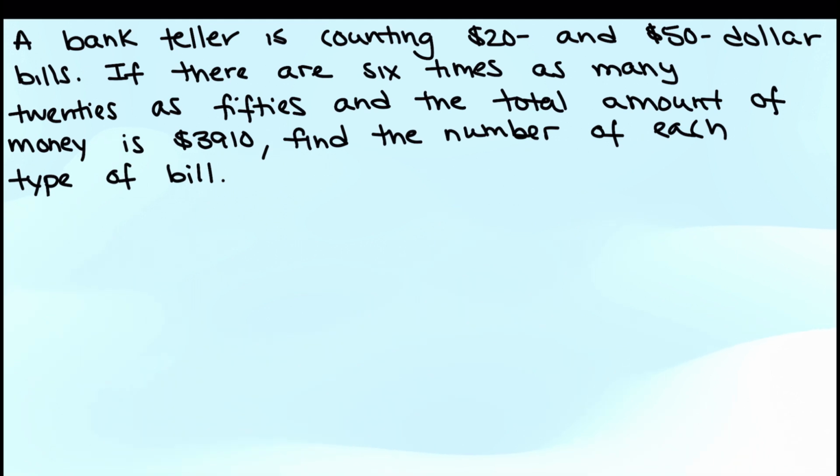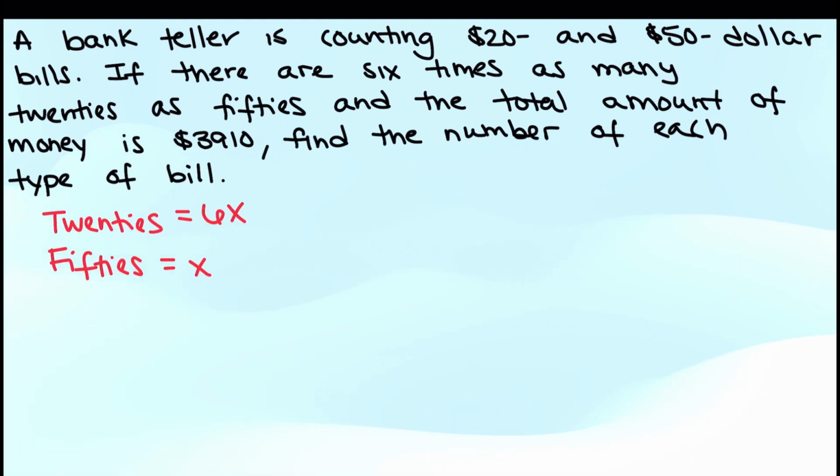So there are 2 unknowns in this problem: the number of 20s and the number of 50s. The information that I'm given is there are 6 times as many 20s as 50s. So if I call my number of 50s x, the number of 20s is 6 times x. Number of 20s is 6 times the number of 50s.